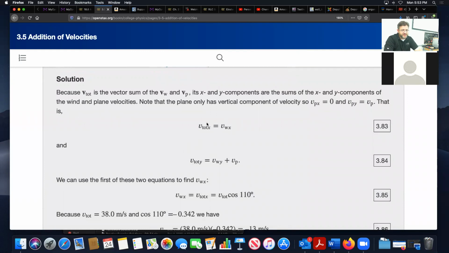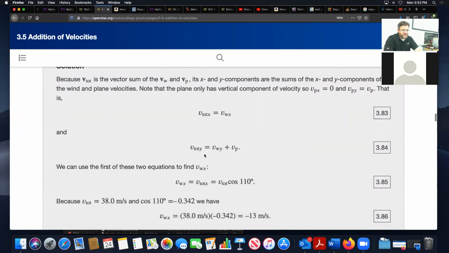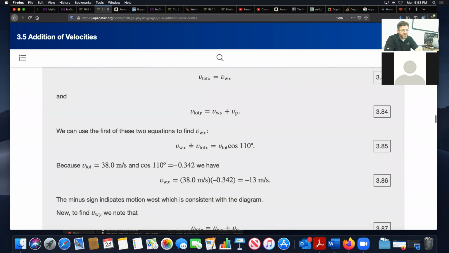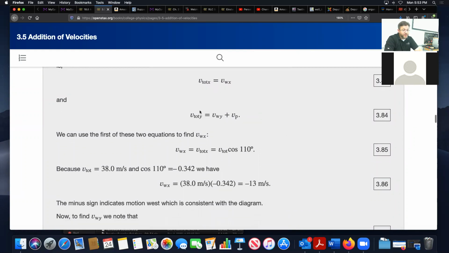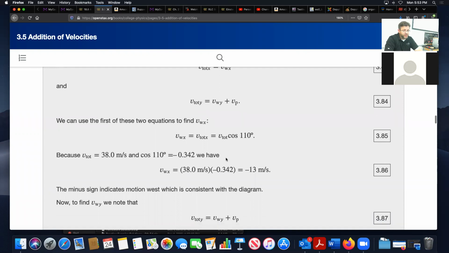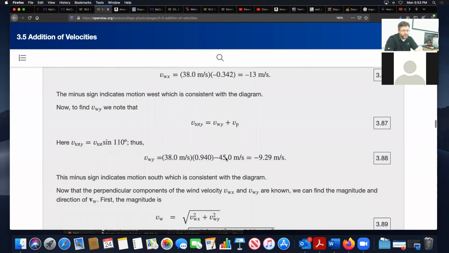And this is what they actually do. They write down the equation, total velocity equals wind velocity plus plane velocity, and then they solve that equation for the wind velocity. So they get wind velocity equals total velocity minus plane velocity. But they do it in the Y direction and they do it in the X direction. They do it in both directions, and then they have to solve it both ways.